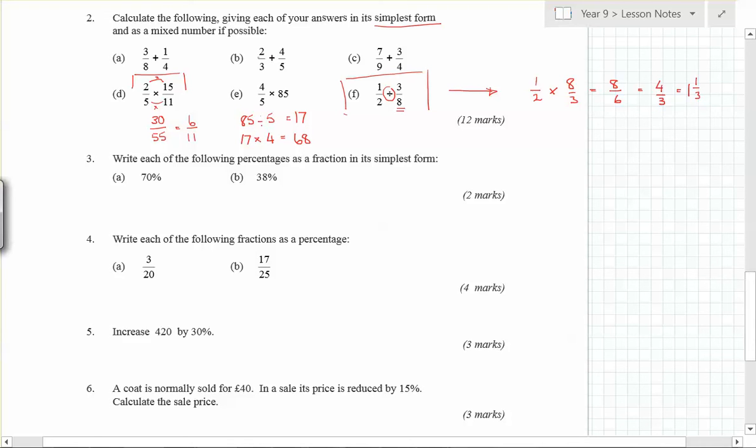You know how to do these ones, the adding now, don't you? For this one, for instance, I would multiply by 3. This one I'd multiply by 5, yeah. And then you can add them.